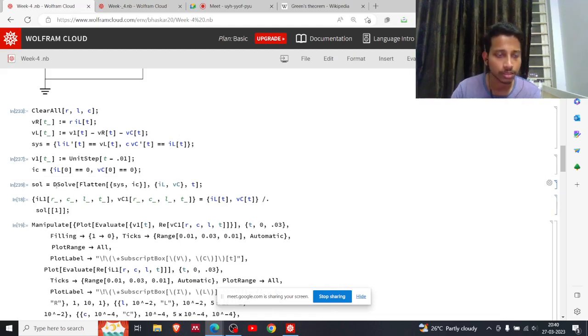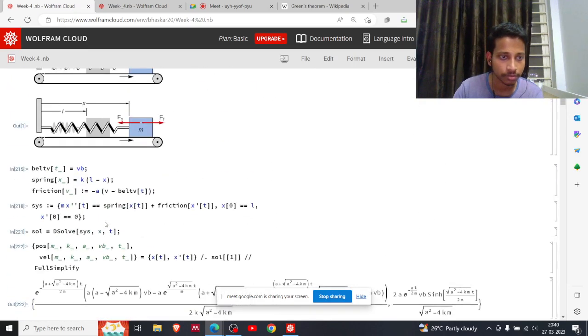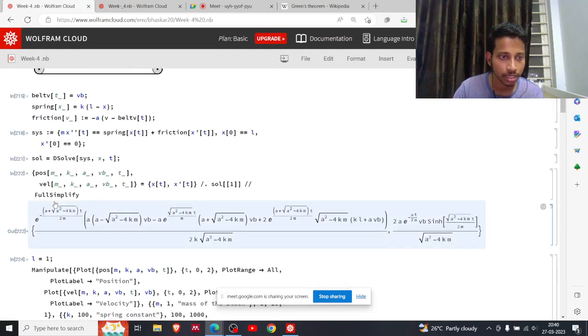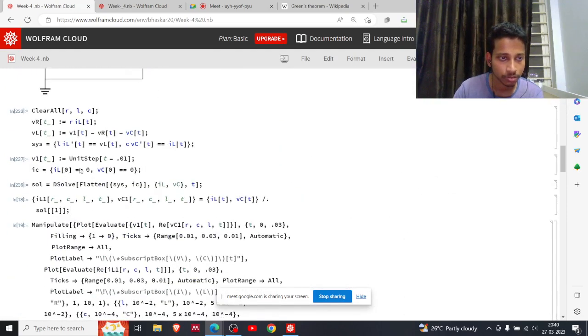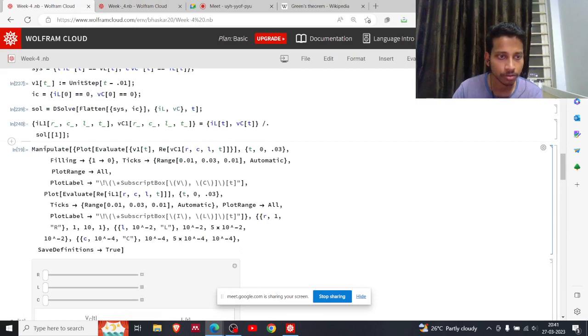Okay, so I have executed the command of this line. Now I will do the same thing that I have done in this step. After solving the equation, I have assigned the position and velocity from this particular solution. So I will do the same thing here. Now I will use Manipulate.